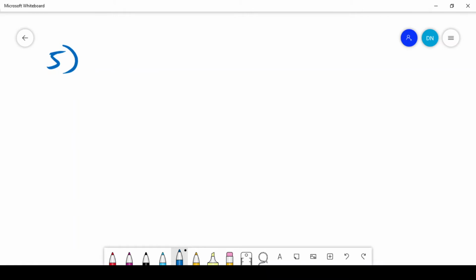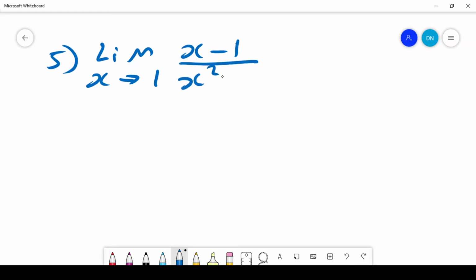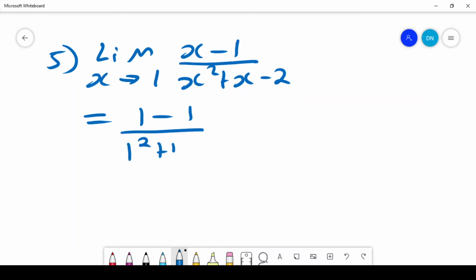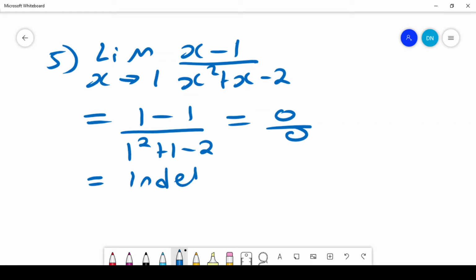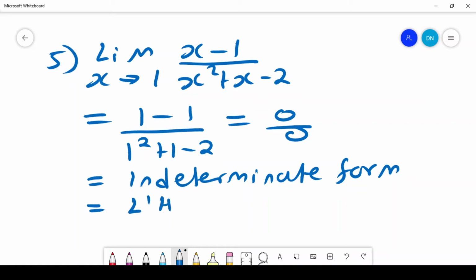Example number 5. If I was to get the limit as x tends to 1 of x minus 1 over x squared plus x minus 2. Now, you note that if we replace this directly, it will give me 1 minus 1 over 1 squared plus 1 minus 2, which will be 0 over 0. And this is what we call the indeterminate form.